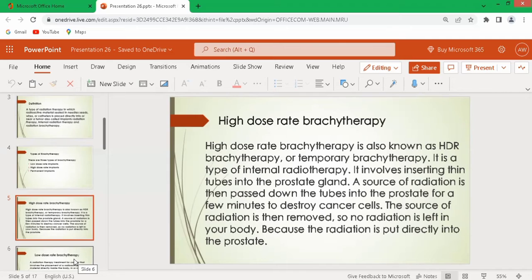It involves inserting thin tubes into the prostate gland. A source of radiation is then passed down the tubes into the prostate for a few minutes to destroy cancer cells. The source of radiation is then removed. So no radiation is left in your body, because the radiation is put directly into the prostate.